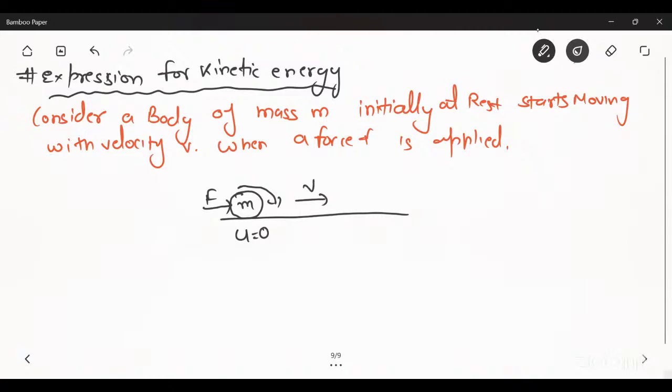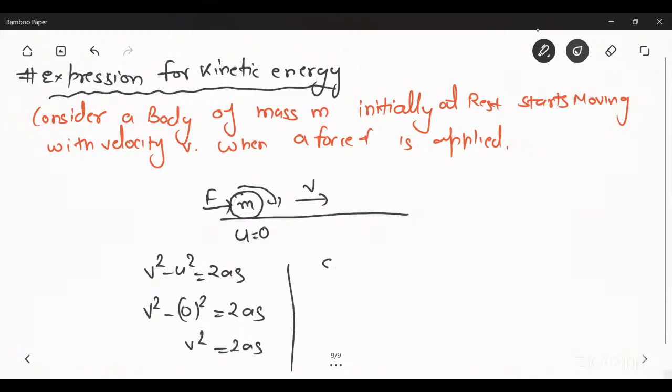Now apply the equation of motion, v square minus u square equal to 2as. Here the initial velocity is 0, so v square equal to 2as. That means a is equal to v square by 2s.